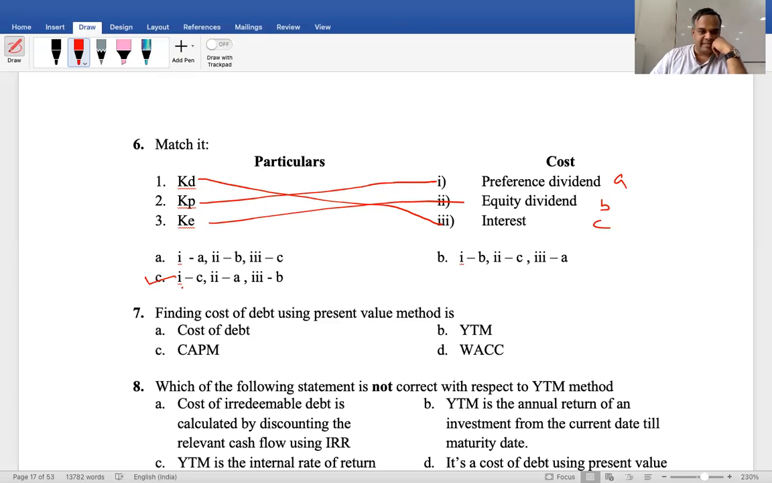Next. Finding cost of debt using present value method is called cost of debt, YTM, CAPM, WAC. Answer is YTM. Yield to maturity method. YTM stands for yield to maturity. So that concept is called yield to maturity. Next.